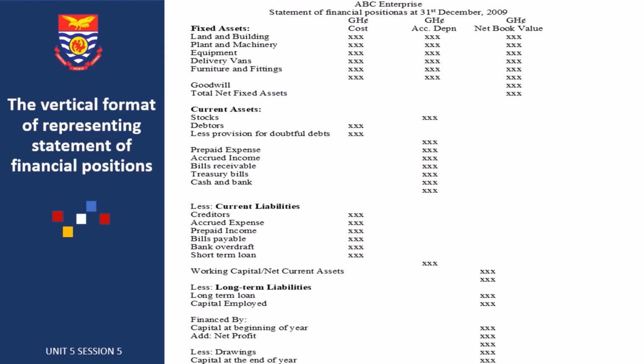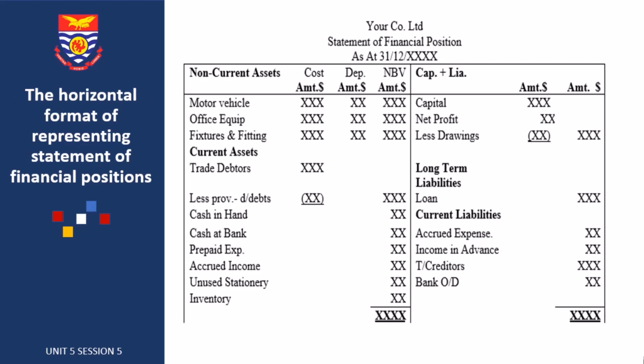The other way is the net worth method, where we can deduct the current liabilities from the current assets to arrive at the working capital, to which we also deduct the long-term liabilities to arrive at the capital employed. Then this is equated to the capital at the end of the period. Or we can also have the horizontal format. So it is actually shown in a table form, in a T form, though it is not an account. It can be presented also in this format.